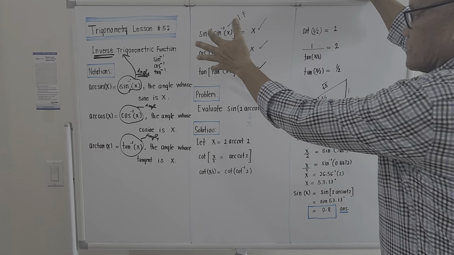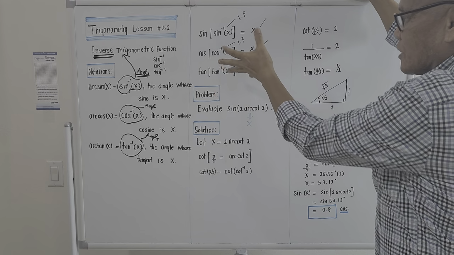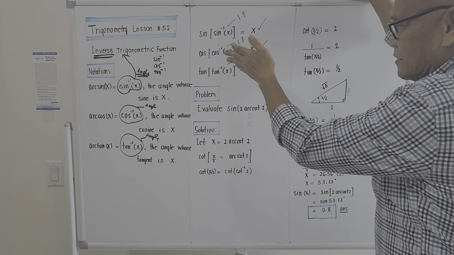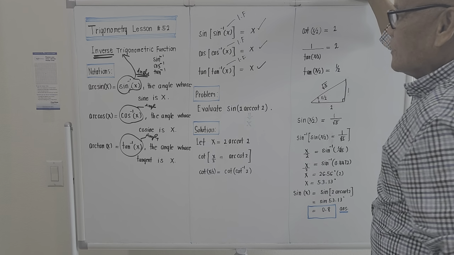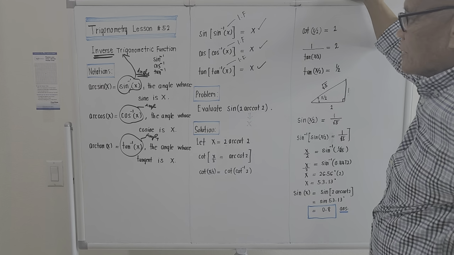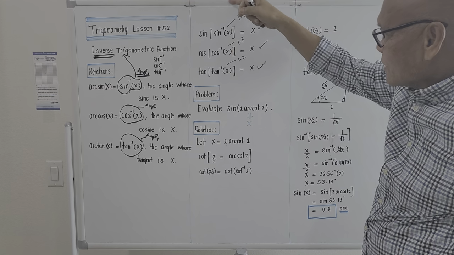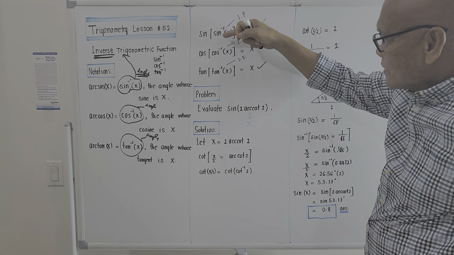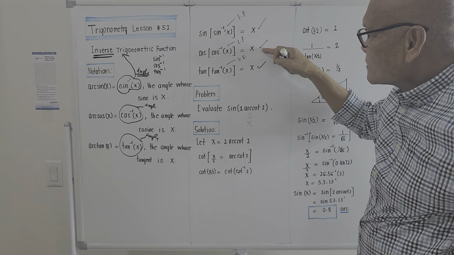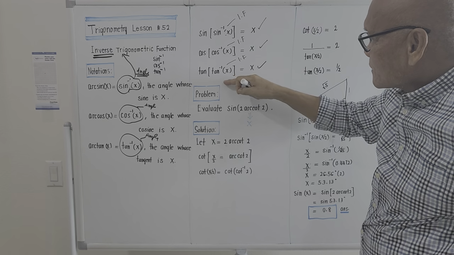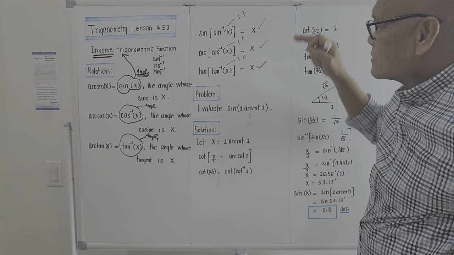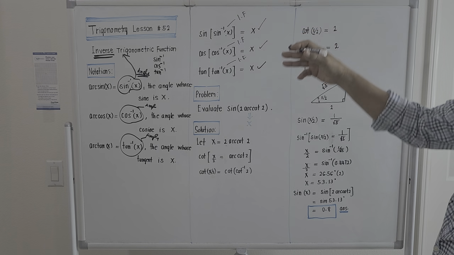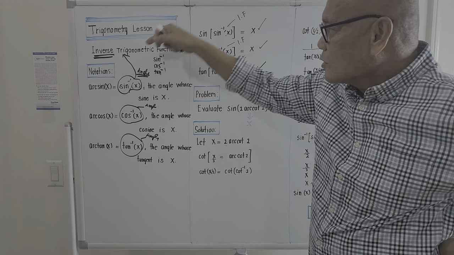We should remember these three here. There are three more, the cosecant, the secant, and the cotangent, but I just wrote three here. That is, the sine of the arc sine of x is equal to x. The cosine of the arc cosine of x is also equal to x. And the tangent of arctangent of x is also equal to x. So these are the only needed concepts in the study of inverse trigonometric function.